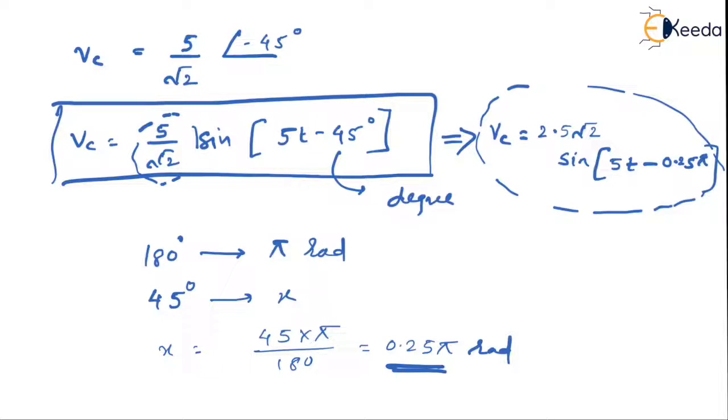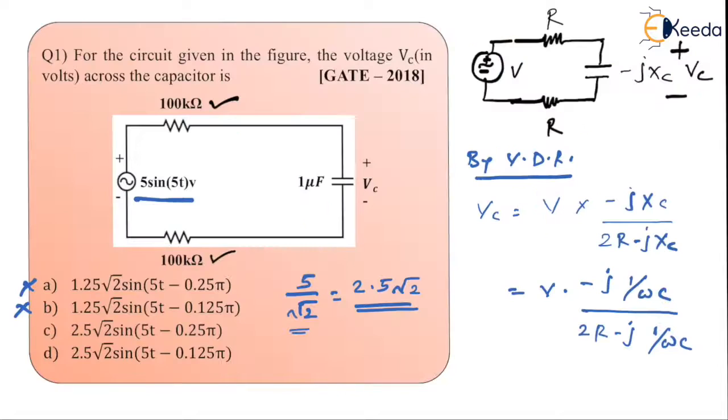Let us verify. So as you can see, option number C is matching. So option number D is also eliminated. Option number C is the correct option.